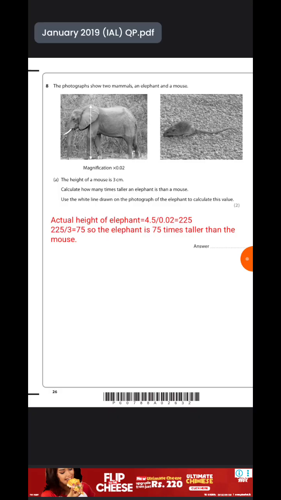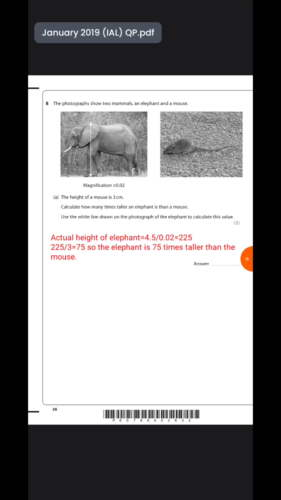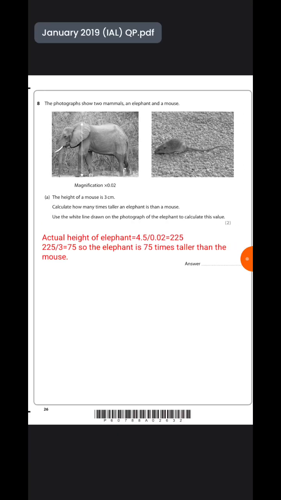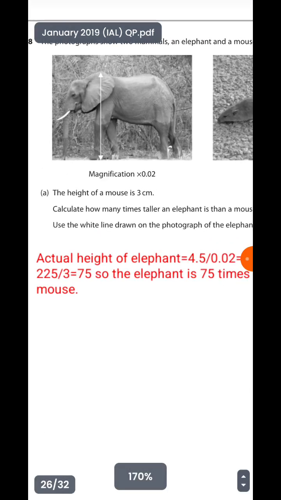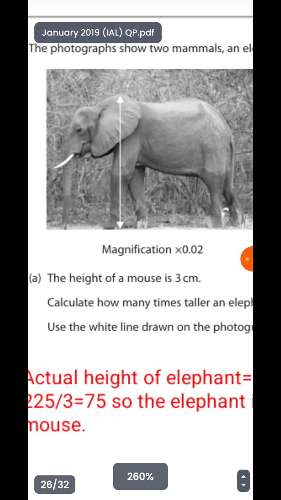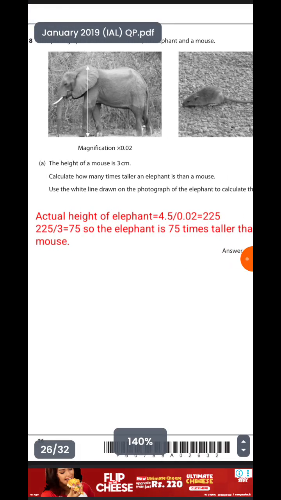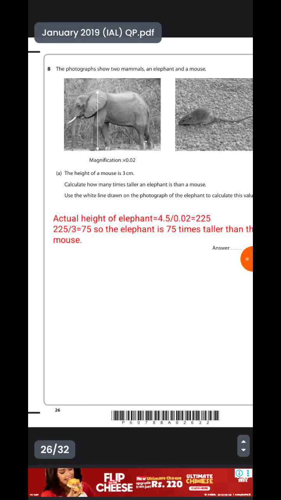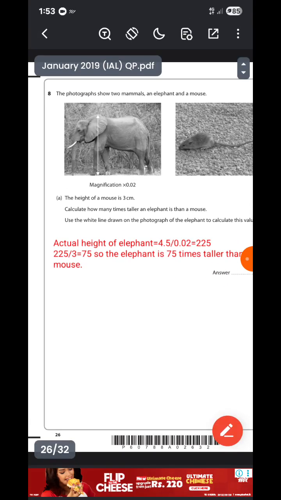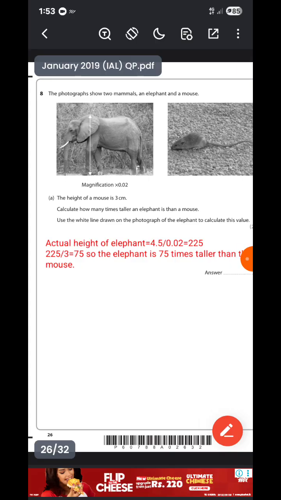So, they have given the magnification of the elephant, which is 0.02 times. So, we need to find the actual height. So, I think you all can remember the magnification equation, image over actual. So this is the white line. So you all can take a ruler and measure it. So I got 4.5 centimeters. So then to get the actual height of the elephant, I divided 4.5 by 0.02 and I got 225 centimeters.